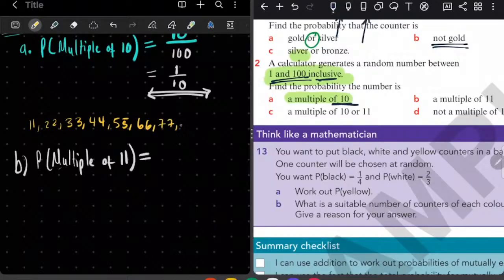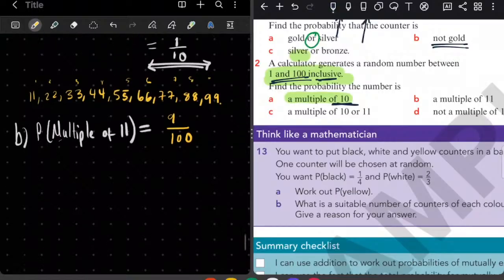What's next, Vic? Then 88 was the last one. Well done. How many are they? You find that they are 9. 1, 2, 3, 4, 5, 6, 7, 8, 9. So it's 9 over the total number of things. The total never changes. It's 100. So you have it like this. You can leave it as 9 over 100, or even convert it to a decimal. Okay?